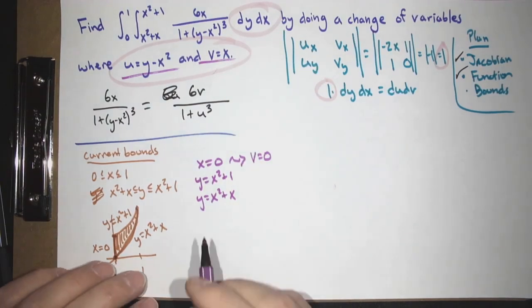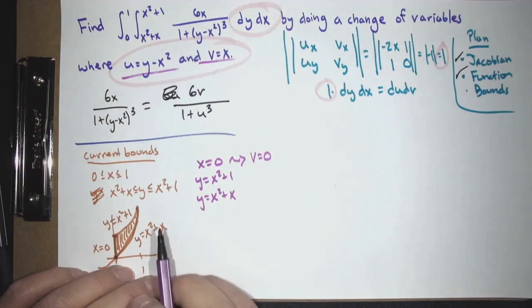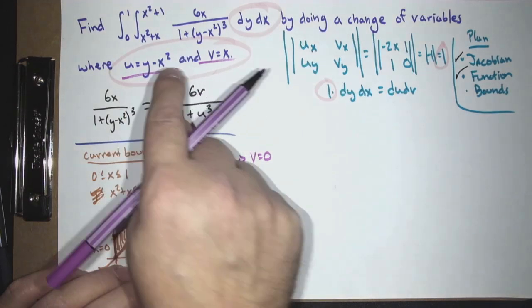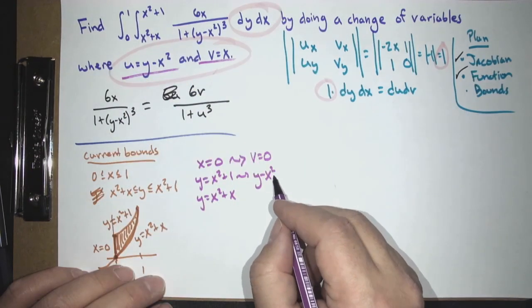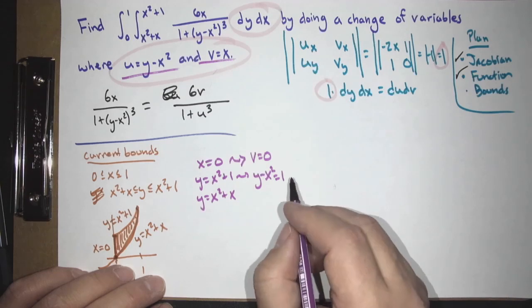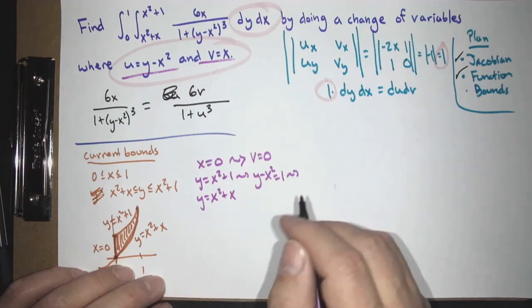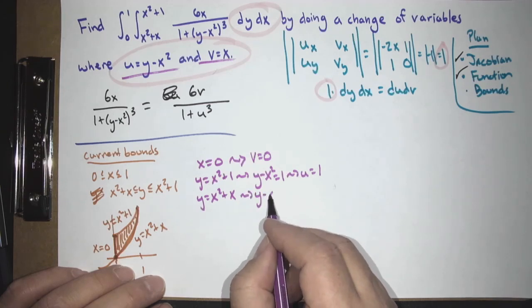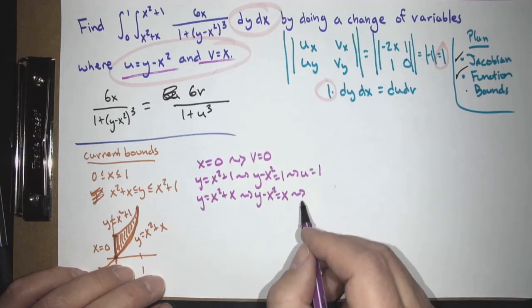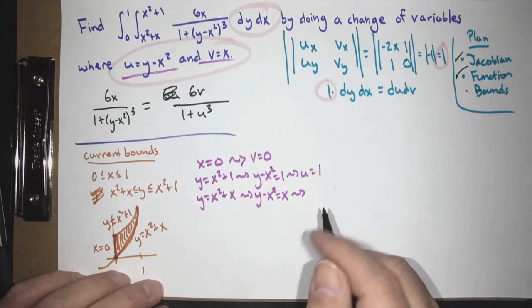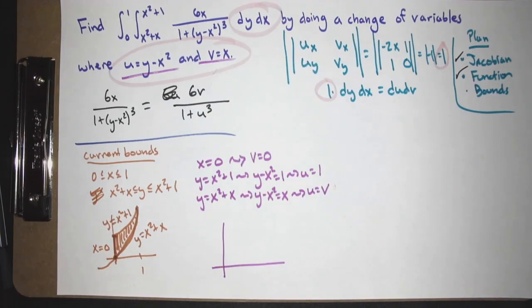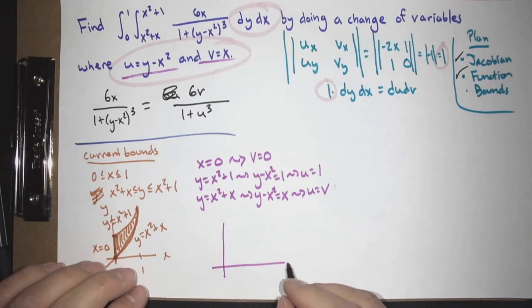All right. Can we rewrite y equals x squared plus 1 in terms of u and v? Well, notice we have a y and an x squared. This is the same as y minus x squared equals 1. What is this? U equals 1. What about this one? Well, let's do the same. Y minus x squared equals x. What's the bounding curve? U equals v.